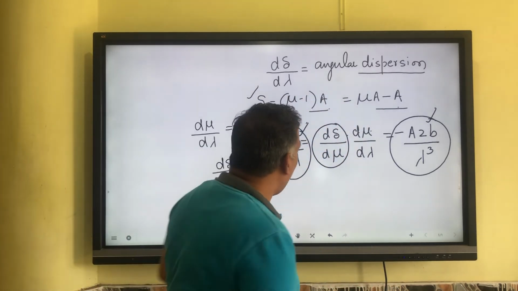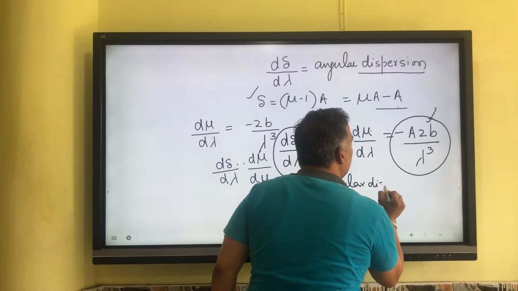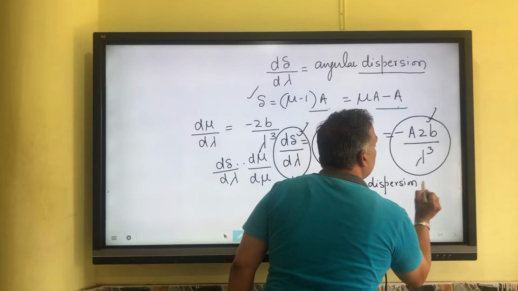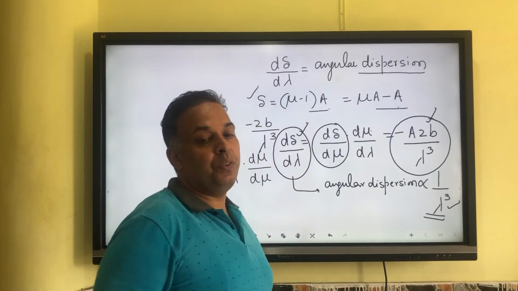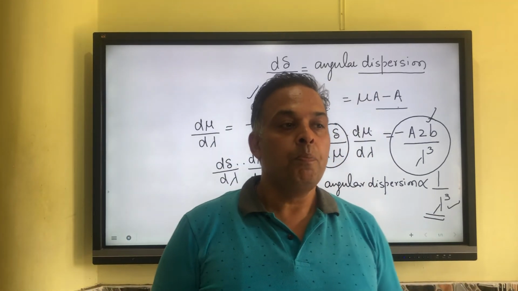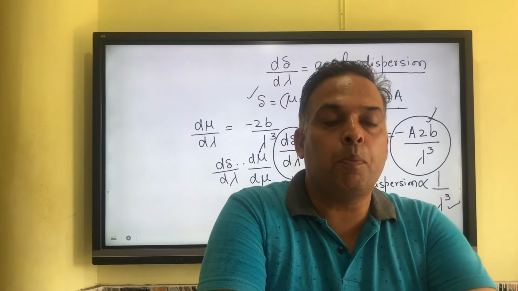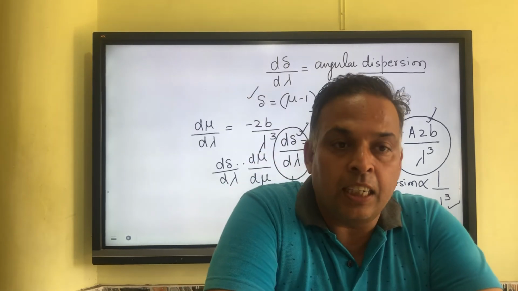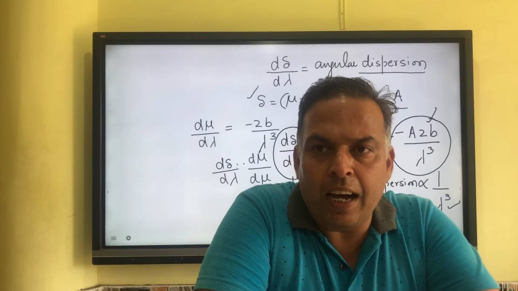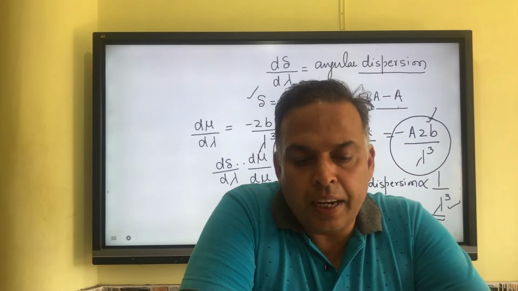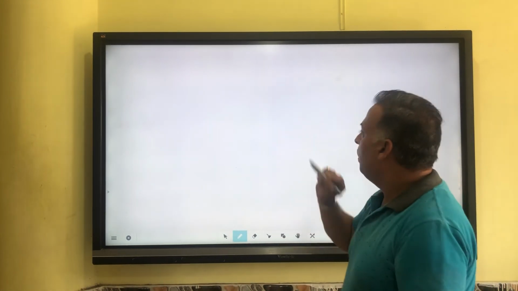So this is called angular dispersion. Angular dispersion is inversely proportional to the cube of wavelength. As a result, the prism spectrum is spread more for violet as compared to red.